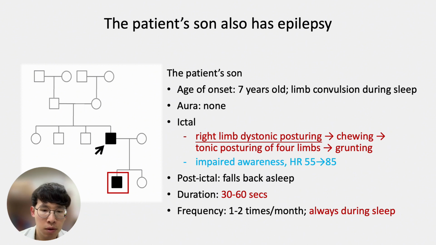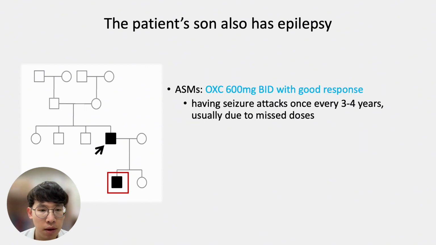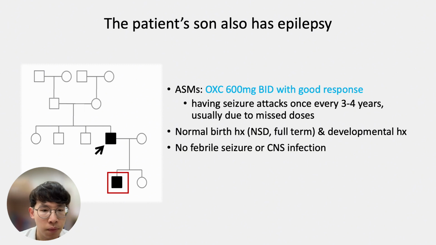The duration of his seizures was usually between 30 to 60 seconds, and the frequency was once to twice per month. It always happens during sleep. His son was on a monotherapy of oxcarbazepine 600 mg BID. He showed good response to this medication. He had only seizure attacks once every 3 to 4 years and was usually due to missed doses.